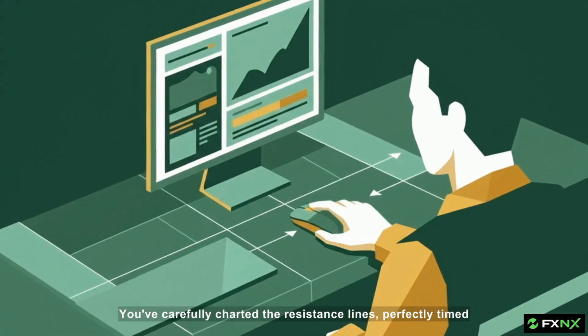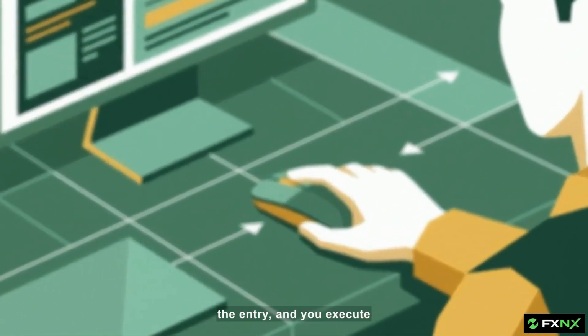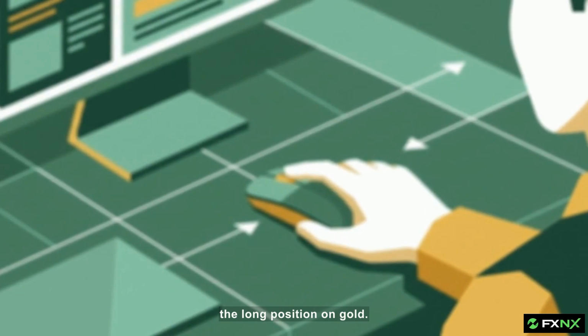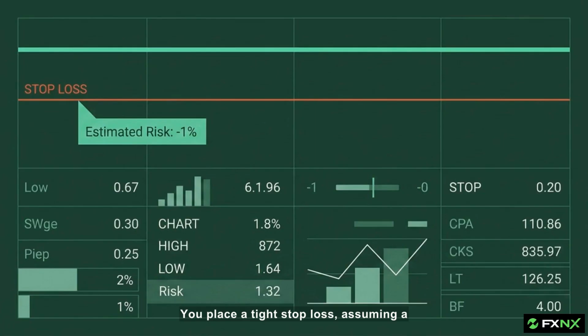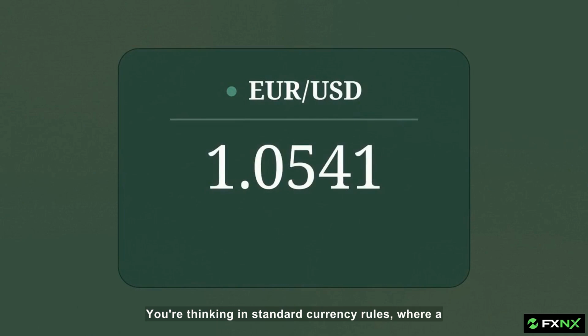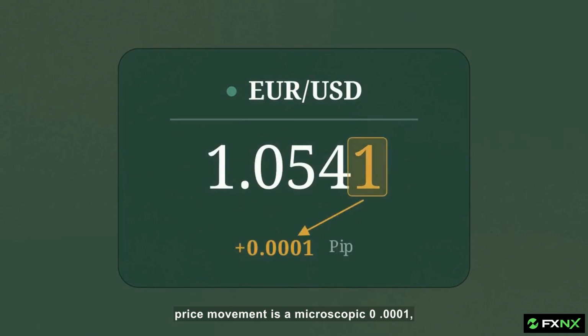You've carefully charted the resistance lines, perfectly timed the entry, and you execute the long position on gold. You place a tight stop loss, assuming a manageable, fractional drop in your account. You're thinking in standard currency rules, where a price movement is a microscopic 0.0001, so the financial risk feels contained.